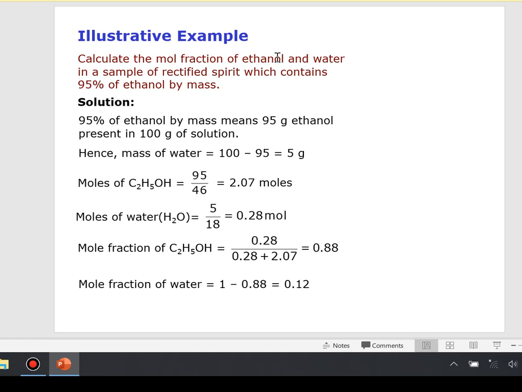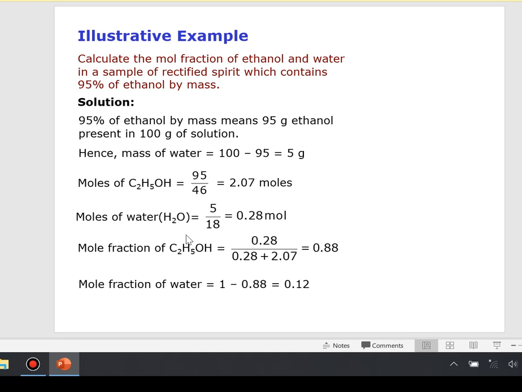So for the number of moles of the ethanol, number of moles means its weight in gram upon its molar mass. Molar mass of ethanol is 46. So you will divide 95 by 46. That is the number of moles of ethanol. And number of moles of water: water is 5 gram, because 95% ethanol by mass means mass of the water is 5. The 5 upon 18, that is the moles of water.